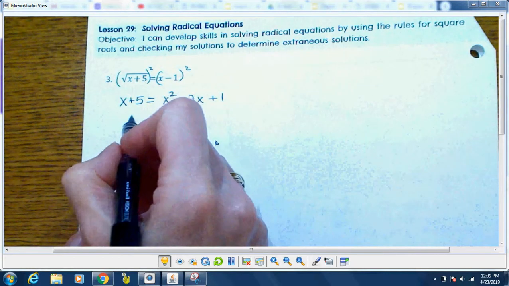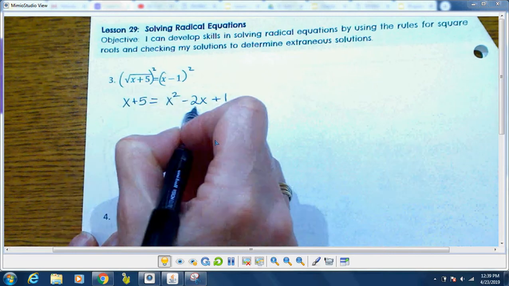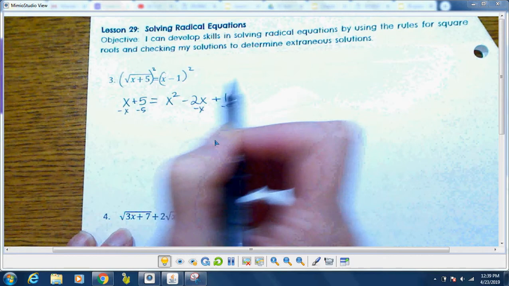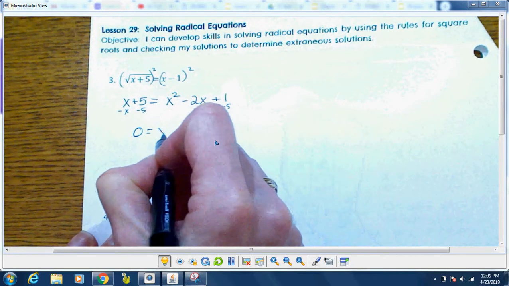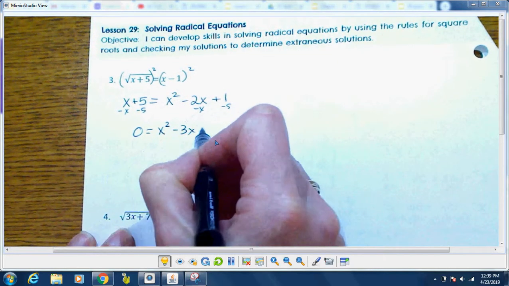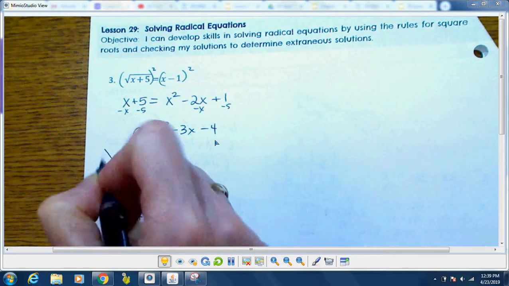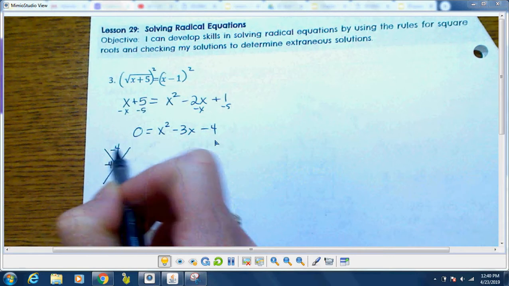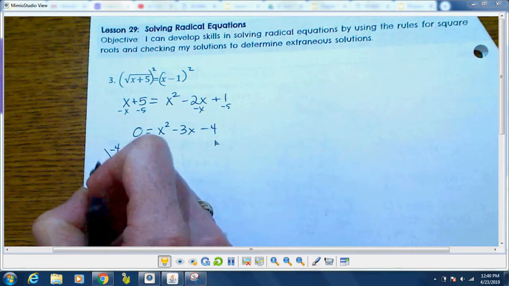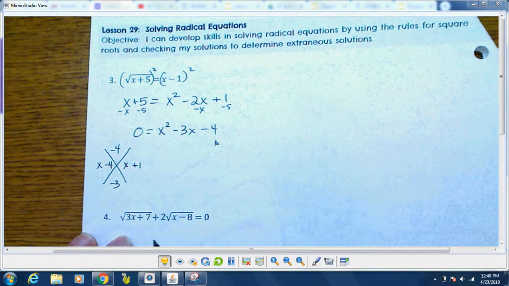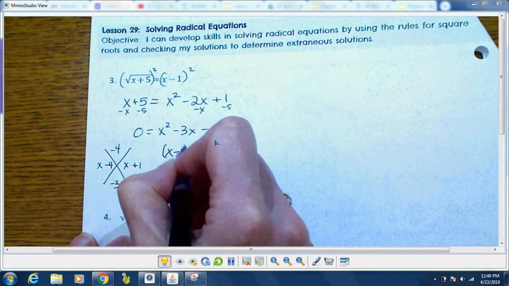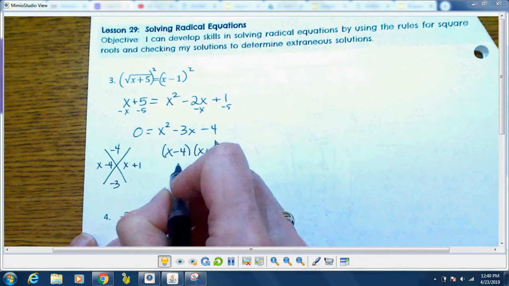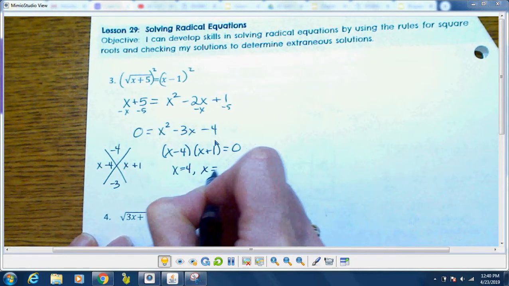So now I'm going to set everything equal to 0. I'm going to bring the x over here, and I'm going to bring the 5 over here, subtract 5. So I get 0 equals x squared minus 3x minus 4. So I'm looking for two numbers that multiply to make -4, add up to -3. So that would be -4 and +1. Okay, x minus 4 and x plus 1 equals 0, x equals 4, or x equals -1.